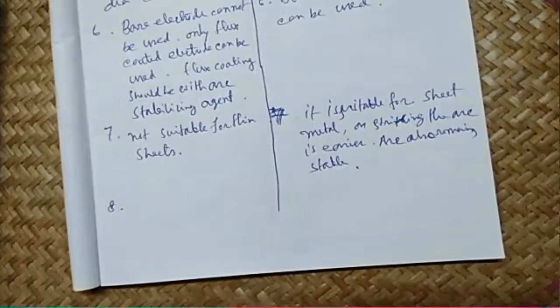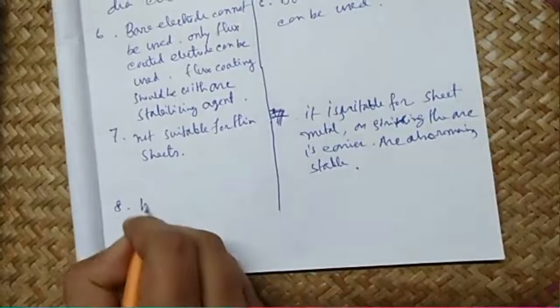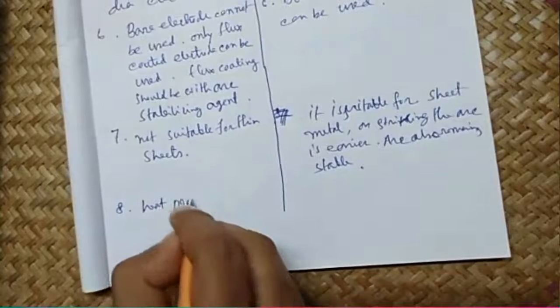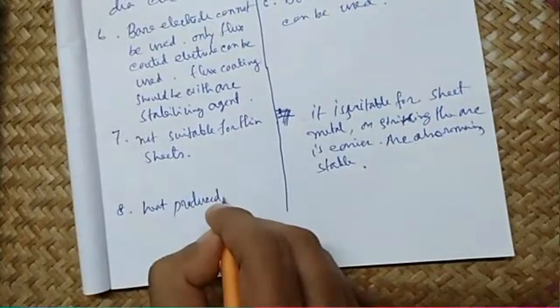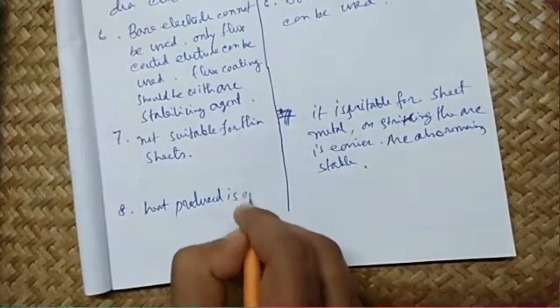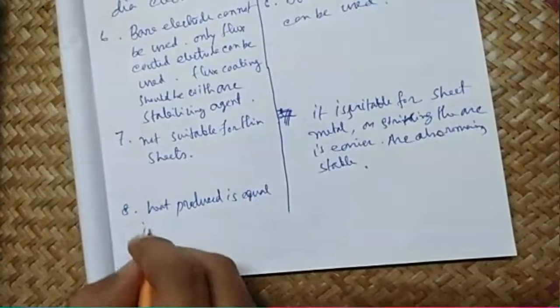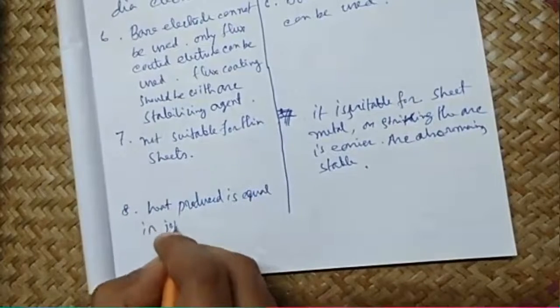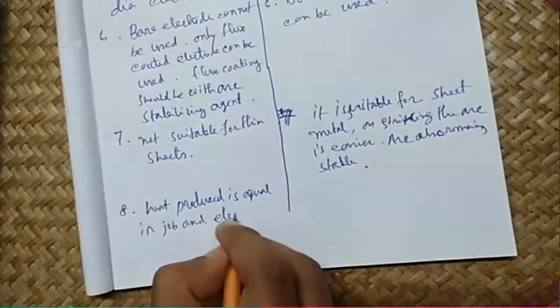Number 8, the distribution of heat or the heat produced in arc equal at the electrode and the job. Heat produced is equal in job and electrode.